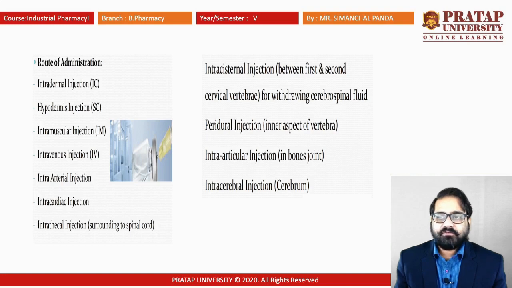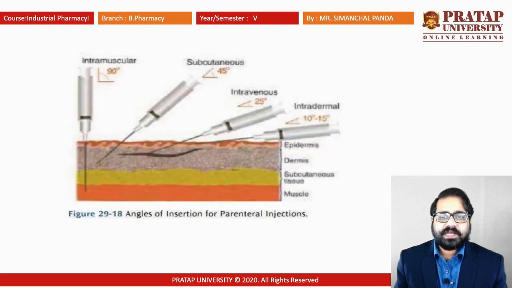There are different routes of administration: intradermal injection, hypodermic injection, intramuscular injection, intravenous injection, intraarterial injection, intracardial injection, intrathecal injection, intracisternal injection, peridural injection, intraarticular injection, and intracerebral injection. This diagram shows how to give the injection at different angles. If it is intramuscular, which requires deep administration of the drug, we have to give a perpendicular injection into the muscles.